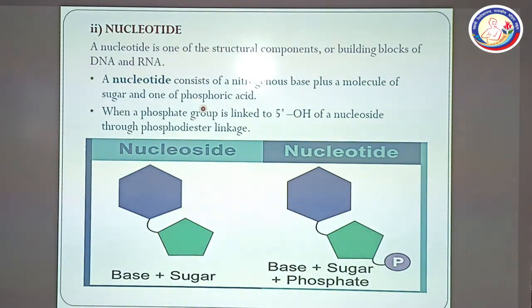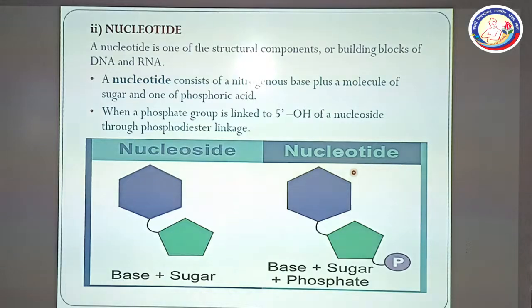When a phosphate group is linked to the 5 prime OH of a nucleoside through a phosphodiester linkage. So the linkage found between the phosphate group and the nucleoside is the phosphodiester bond. Nucleoside is the base plus sugar. This green colored structure shows the pentose sugar, and this is the base. On the other hand, nucleotide is base plus sugar plus phosphate. These are three components.